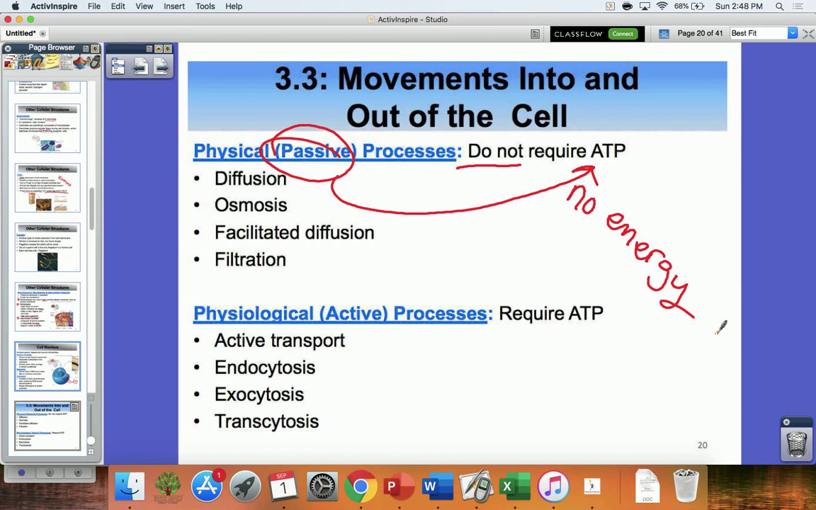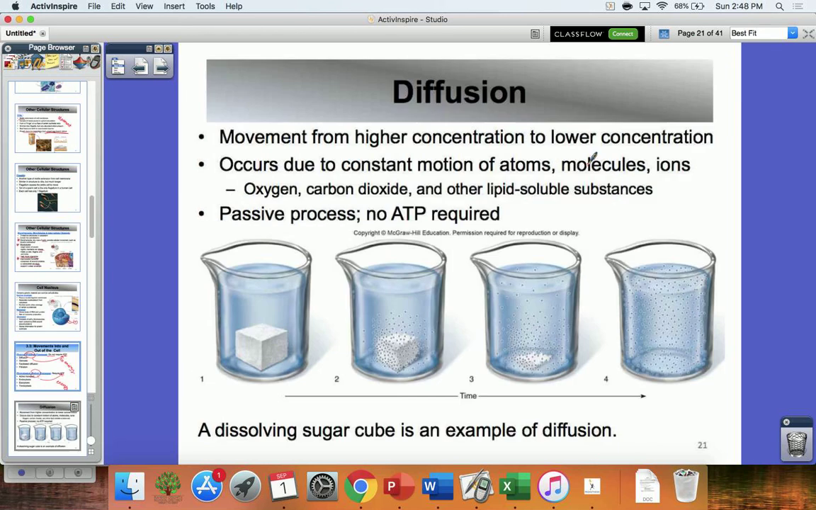Whereas active transport does require energy. So you will have to have energy for this. You have to have energy, ATP. Okay? And we'll talk about each of these that are listed. So the very first one, again, these are all our passive transports.